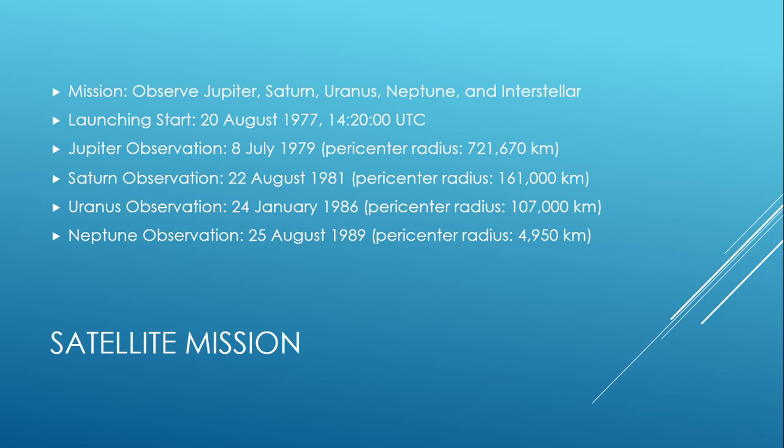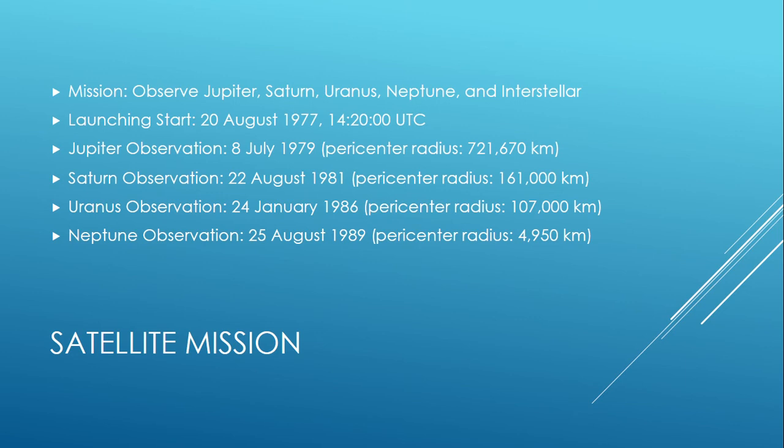So before we continue, let me explain about planetary mission. Planetary mission is a mission of a satellite that has the objective to observe planets near the Earth, for example Mars, Jupiter, and so on. Voyager 2 has a mission to observe Jupiter, Saturn, Uranus, and Neptune, also doing an interstellar mission.